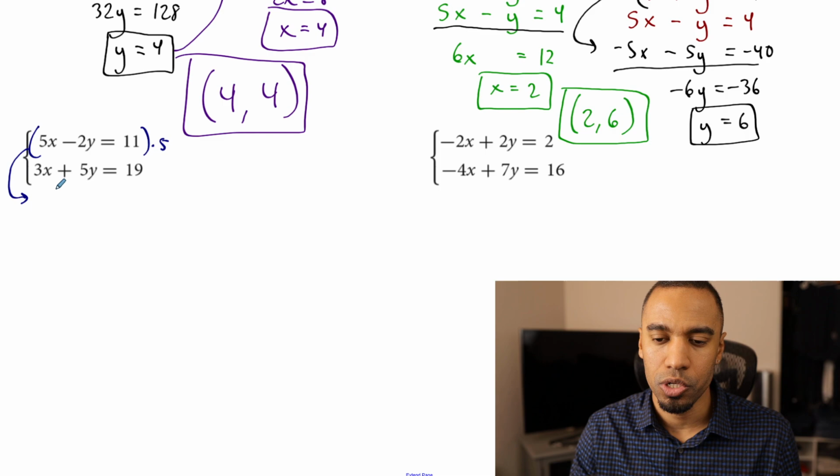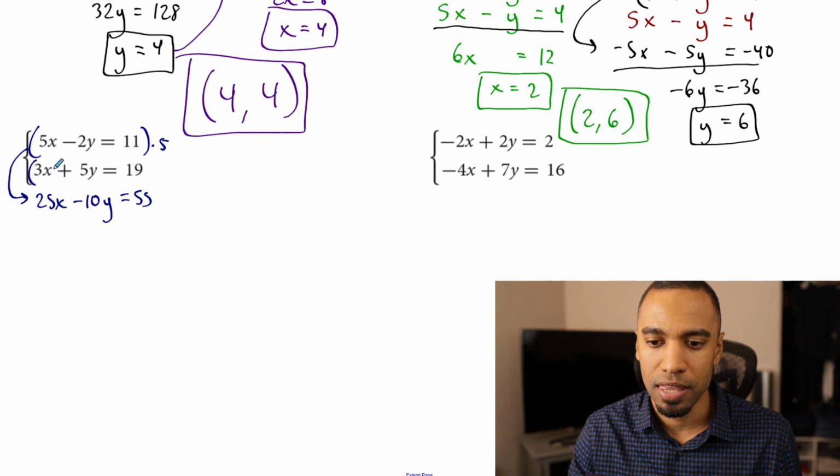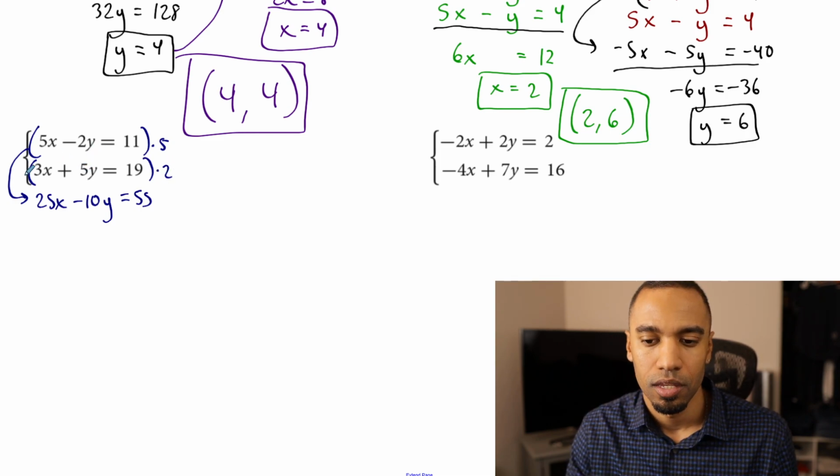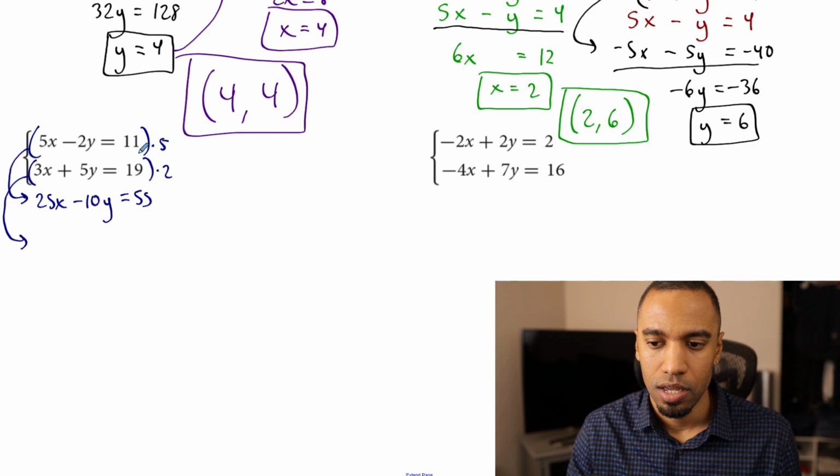Okay, and I'm going to go ahead and write the equation right down here. I'm going to get 25x minus 10y equals 55. Don't forget to multiply this right side by 5. Now I'm going to multiply this equation here by 2 because that gives me 10. Right? 5 times 2 is 10. 2 times 5 is 10. And I'm going to get 6x plus 10y equals 38.